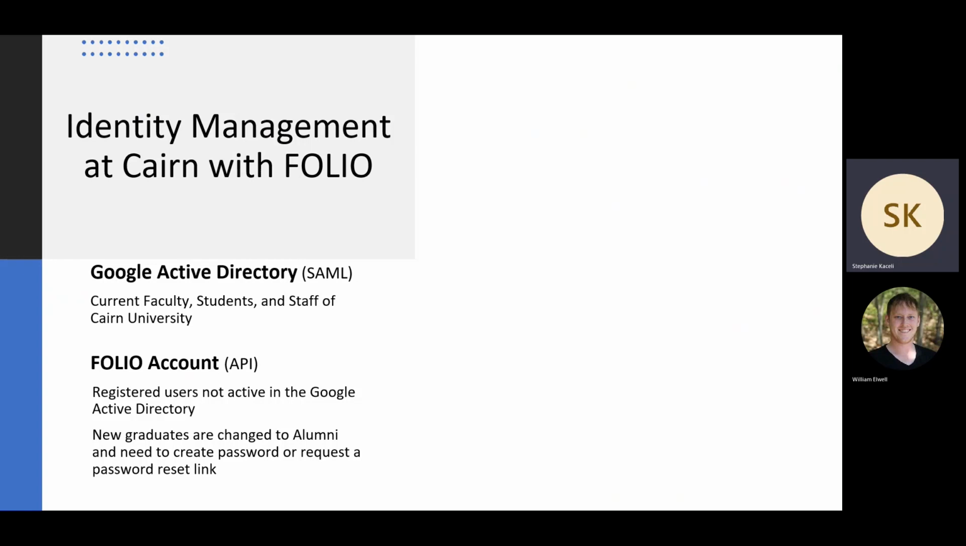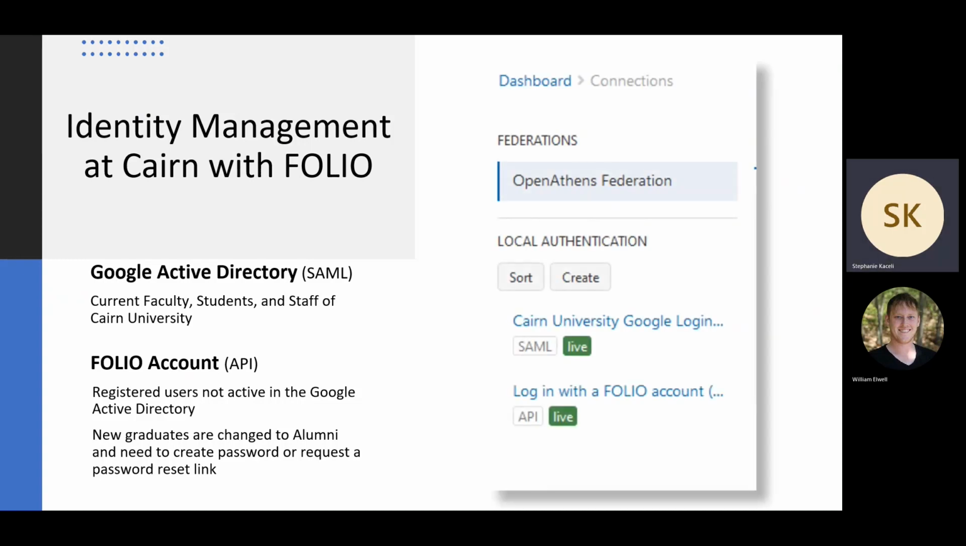Now with Folio, for our users that are allowed to access our resources but are not in the Google Active Directory, we can have accounts for them within Folio, and then they get authenticated and everything works so much better. And this is just the back end screen, just showing you the different types of local authentication that takes place. And this is because of the flexibility in Open Athens with identity management that this is possible.